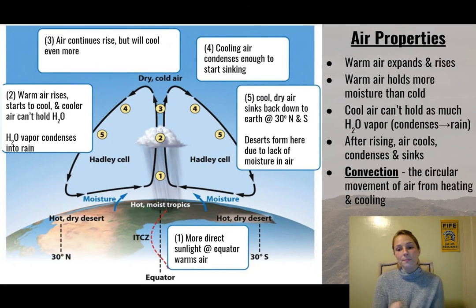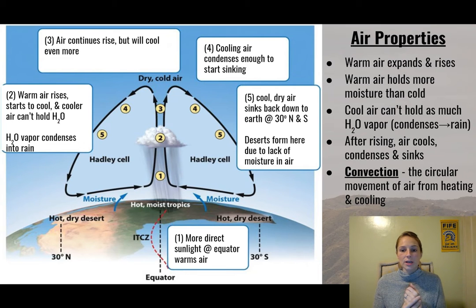Now, cold air cannot hold on to as much water vapor, which is why cold air is going to be less moisturizing. But what this also means is that as air gets colder, it's going to condense, which is going to cause rain droplets to form.